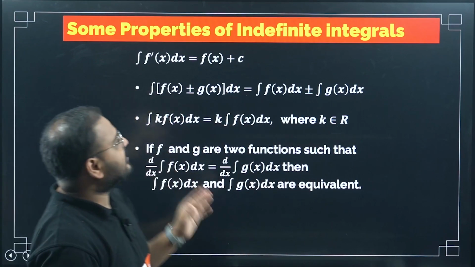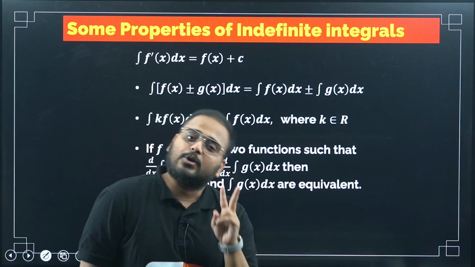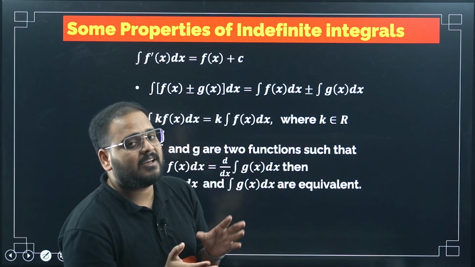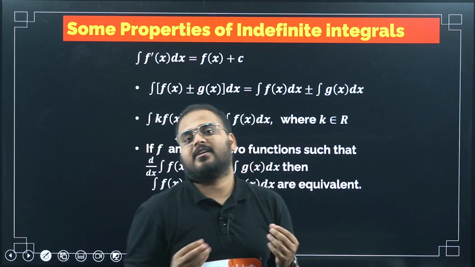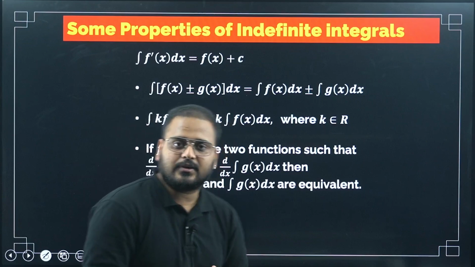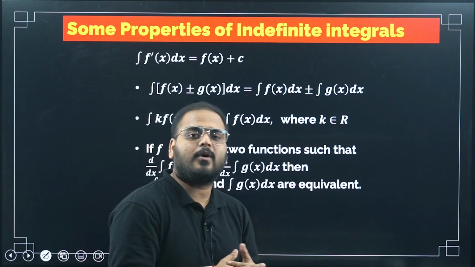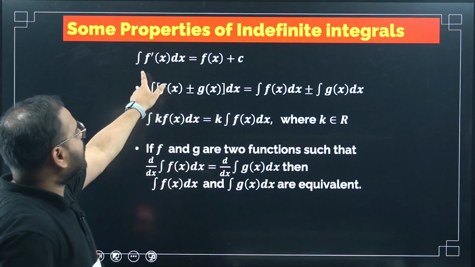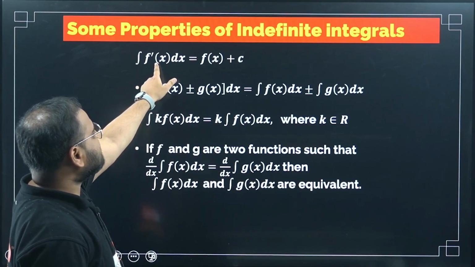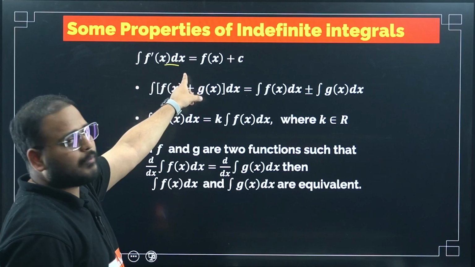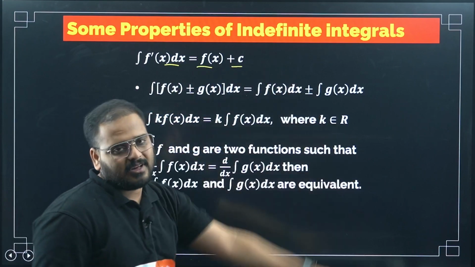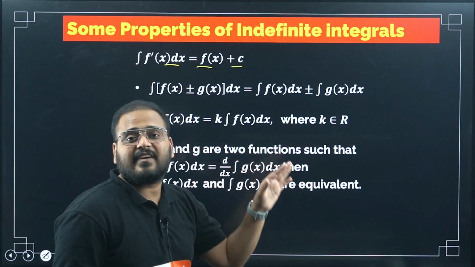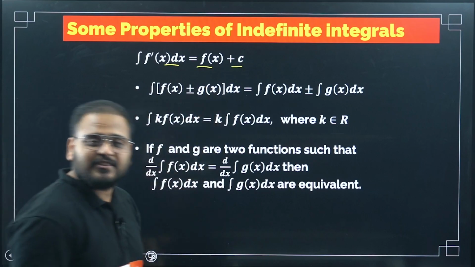Some properties of indefinite integrals. Again, what I said, there are two types of integrations. First one is indefinite, other is definite. Today, and for the coming sessions, we'll be talking about only indefinite integrals. So this is the property. Derivative f dash of x, if you integrate with respect to x, you'll get what? f(x) plus c. Correct, right? This was a statement. I took the derivative of g(x) as f(x), and the same thing was given in the definition statement also.